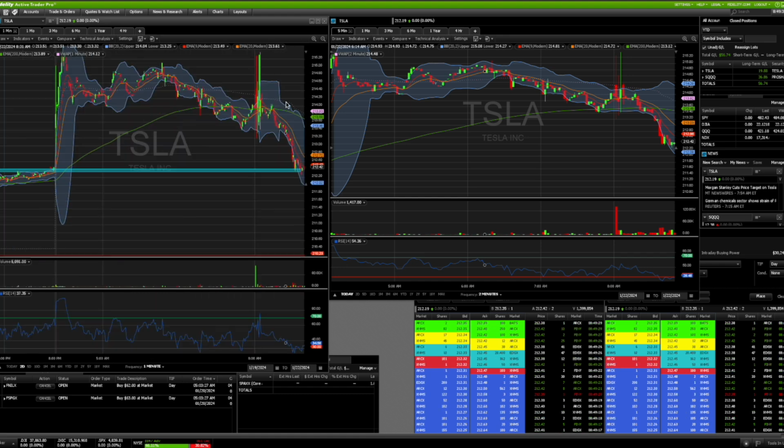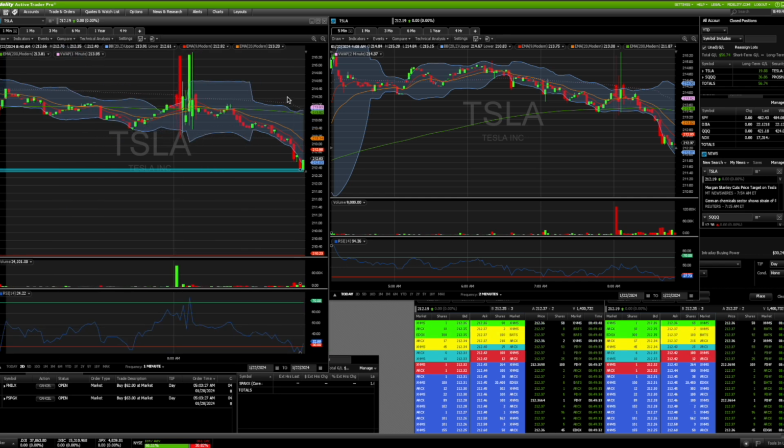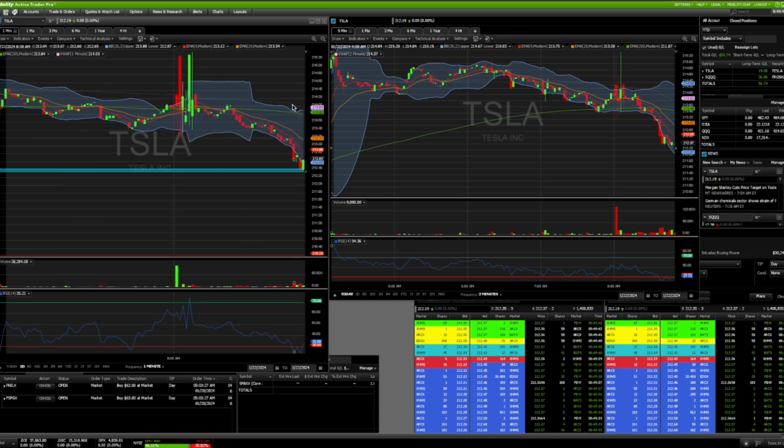So this pink line is your VWAP, this pink dotted line that I'm trying to highlight. I'm going to zoom in even more so you can see it. So Tesla's trading below the volume weighted average price. That's usually a sign of weakness. Sometimes you get a retest of the VWAP.